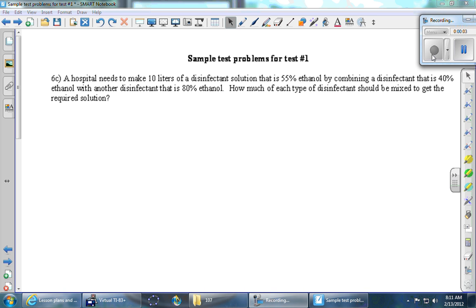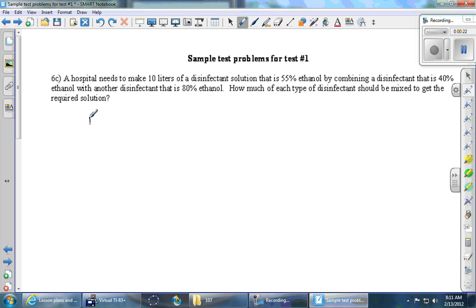This is problem 6C on the sample test problems for test number 1. A hospital needs to make 10 liters of a disinfectant solution that is 55% ethanol by combining a disinfectant that is 40% ethanol with another disinfectant that is 80% ethanol. How much of each type of disinfectant should be mixed to get the required solution?